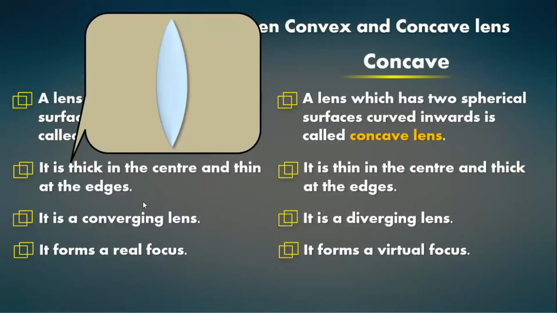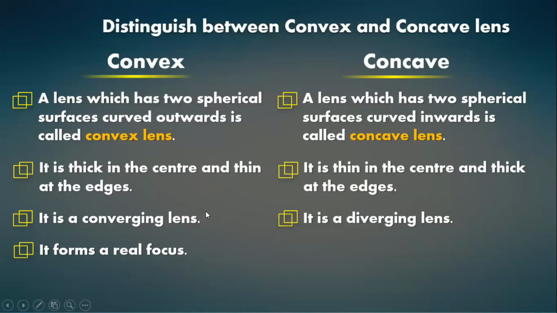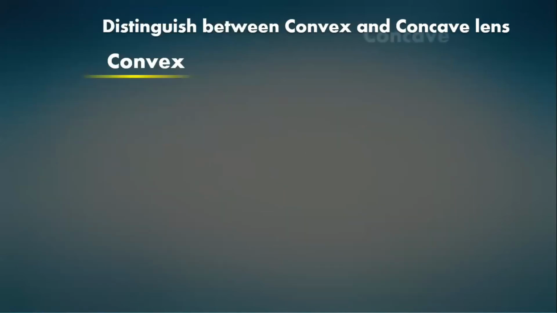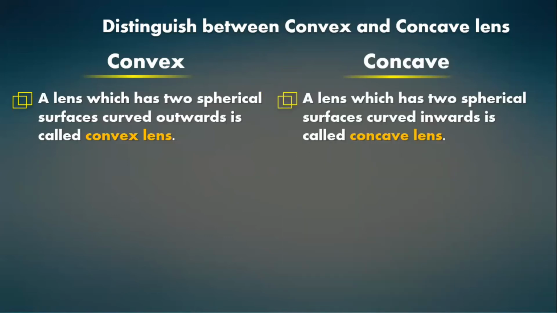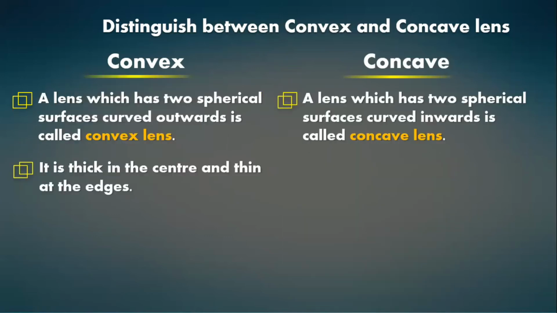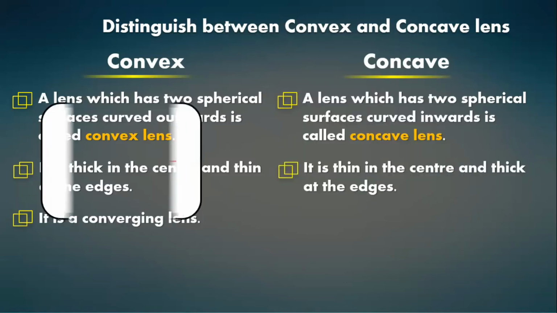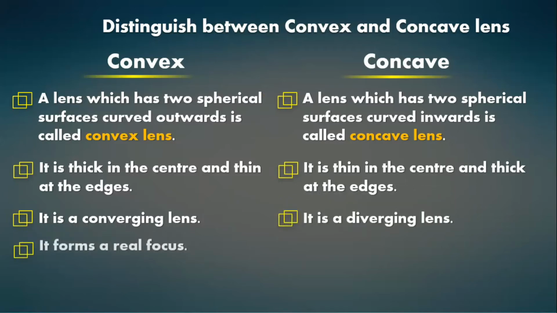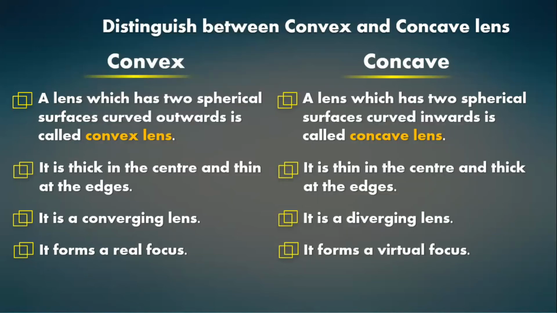Fine, we'll see this slide once again. Distinguishing factors, convex and concave. Curved outwards is a convex lens, inwards is a concave lens. Thick at the center and thin at the edges is convex. Thin at the center, thick at the edges is concave. Convex is a converging lens, concave is a diverging lens. Convex has a real focus and concave has a virtual focus.